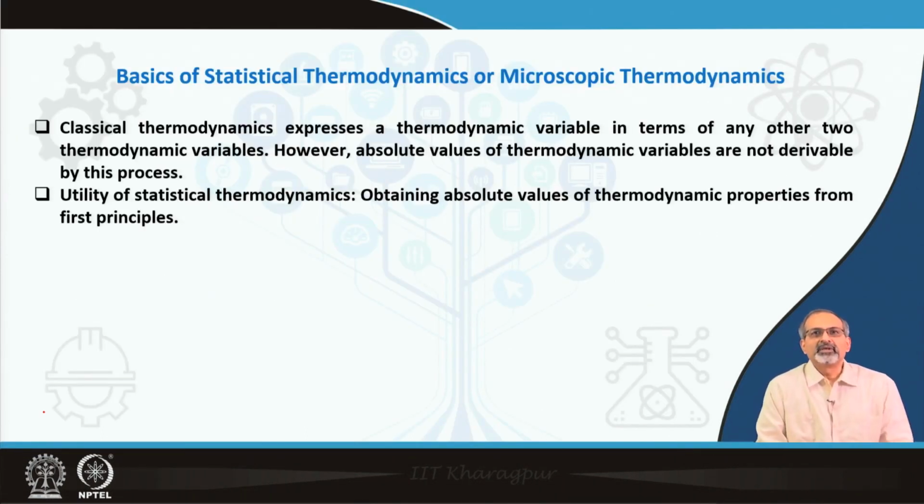To begin with, we look at classical thermodynamics and how it contrasts with statistical thermodynamics or microscopic thermodynamics. And we recall that classical thermodynamics basically expresses different thermodynamic variables in terms of any other two thermodynamic variables. So, that is basically the equilibrium thermodynamics we all are aware of in the classical thermodynamics domain. However, absolute values of thermodynamic variables are not derivable by this process.